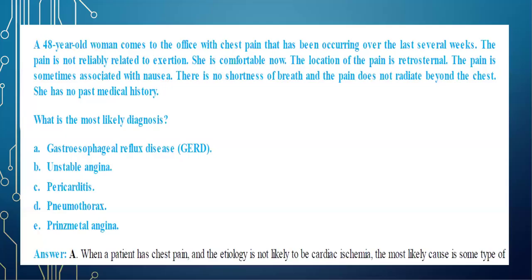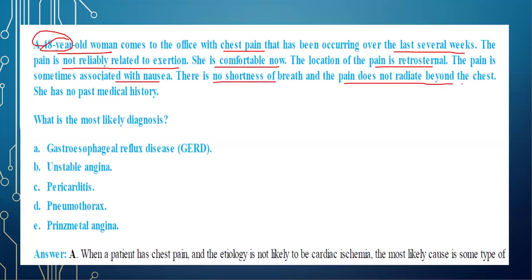Let's have a look at this question. A 48-year-old woman comes to the office with chest pain that has been occurring over the last few weeks. The pain is not related to exertion. She is comfortable now. The location of the pain is retrosternal. Pain is sometimes associated with nausea, no shortness of breath. Pain does not radiate beyond the chest. No other medical history. What is the most likely diagnosis?